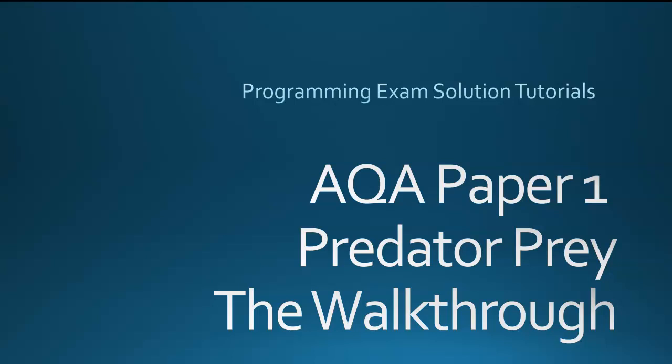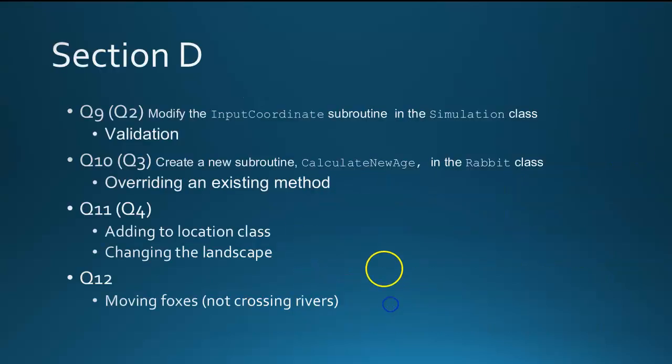If you're listening to this now, you're probably doing these as a mock or a benchmark of some form, because obviously the exam's happened. This is for the 2017 paper, which was based around the Predator-Prey code, and this is AQA paper 1. This particular video, we're just going to look at section D.